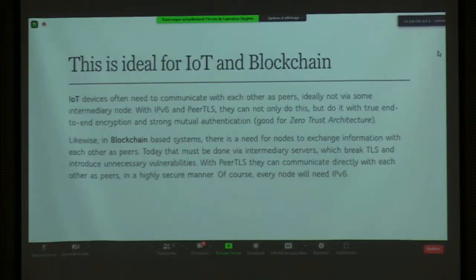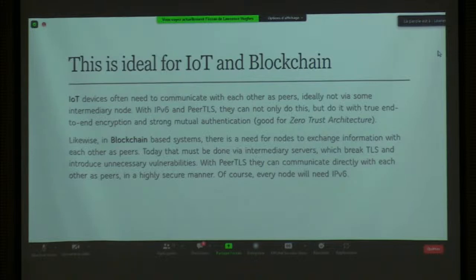Okay, now this is ideal for IoT and blockchain. IoT devices often need to communicate with each other as peers, ideally not via some intermediary node. With IPv6 and peer TLS, they can not only do this, but they can do it with true end-to-end encryption and strong mutual authentication. Now, this is ideal for the server nodes in an IoT type scheme, not necessarily between the IoT devices, but in theory, that would work as well.